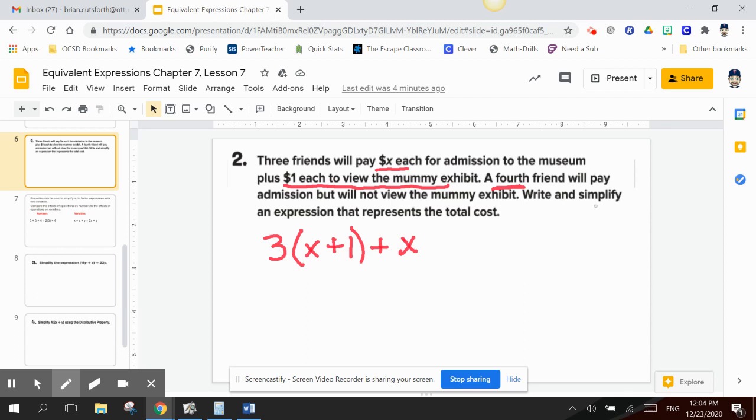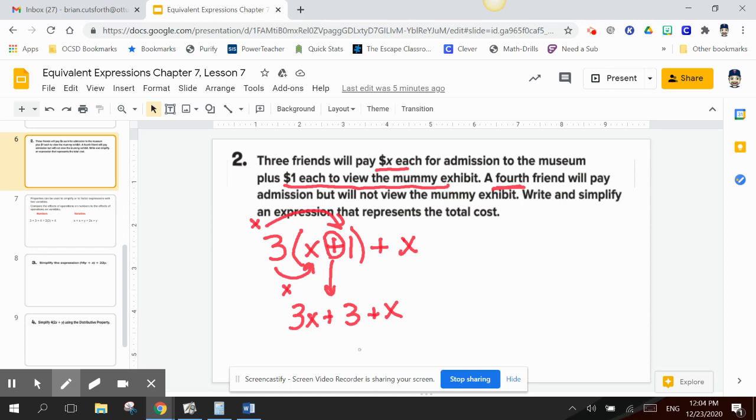So if we want to simplify this expression, we're going to use our distributive property first, or we're going to remove our parentheses. So we're going to multiply 3 times x, which is 3x. We're going to multiply 3 times 1, which is 3. Addition sign in between. And then we're also going to add one more admission to the museum.